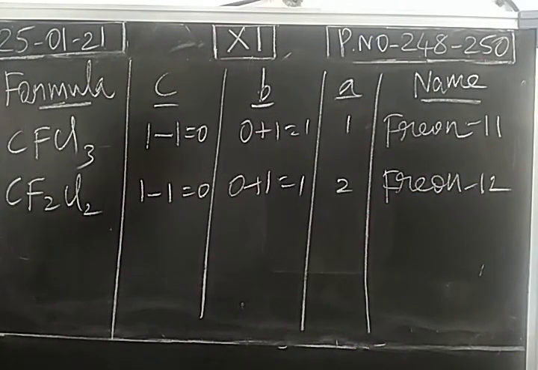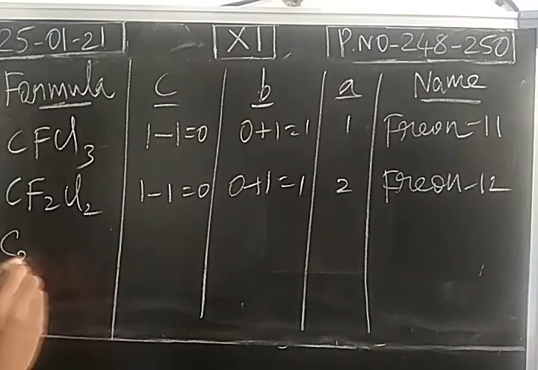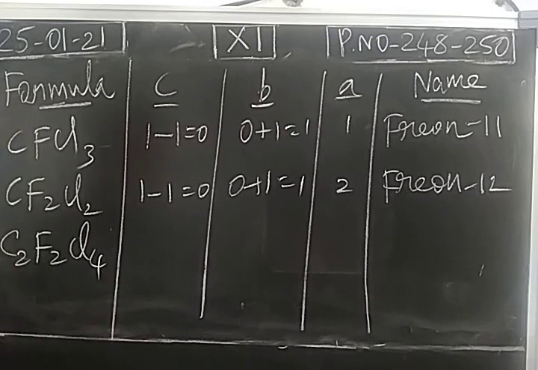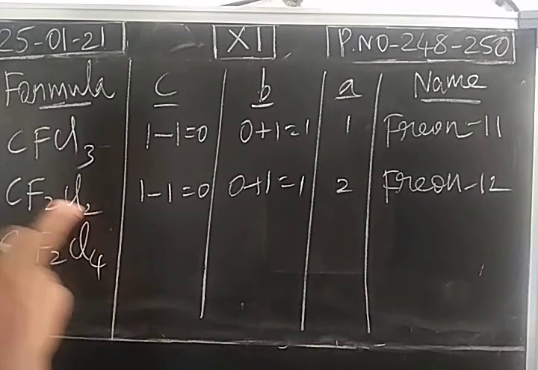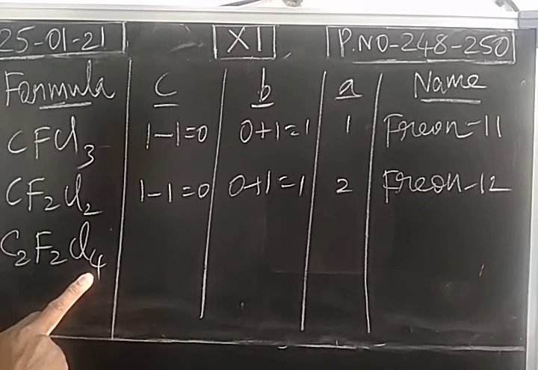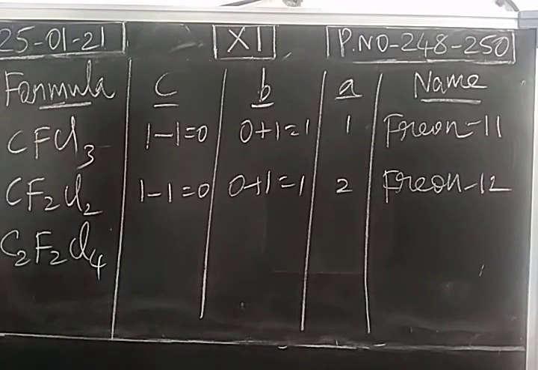Third example, C2F2Cl4. So this is a derivative of ethane. Six hydrogen atoms are replaced by halogens. Out of the six hydrogen atoms, two are replaced by fluorine atoms. The remaining four hydrogen atoms of ethane are replaced by chlorine atoms. So this is a chloro-fluoro derivative of ethane.